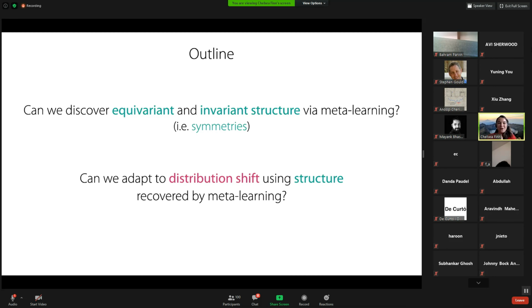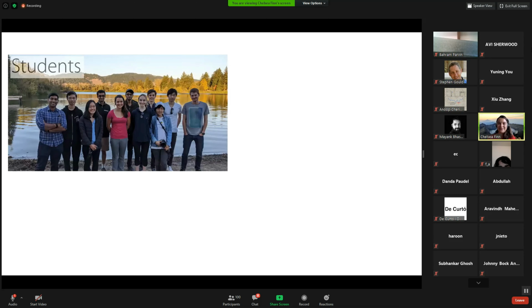Okay, so to wrap up, I talked about how we might discover equivariant and invariant structure via meta-learning, and then use this when trying to transfer to new tasks, and show how this can essentially be used to discover certain kinds of structures like convolutions. And I also talked about how we can adapt to distribution shift using the structure recovered by meta-learning, specifically looking at shifts in groups.